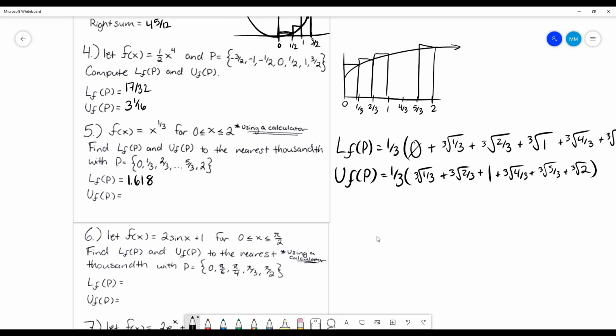And again, we plug that into our calculator. So cube root of 1/3 plus cube root of 2/3 plus cube root of 4/3 plus 1, I forgot that, plus cube root of 5/3 plus cube root of 2, and then again times 1/3 or just divided by 3, round to the nearest thousandth, and that's going to be something like that.